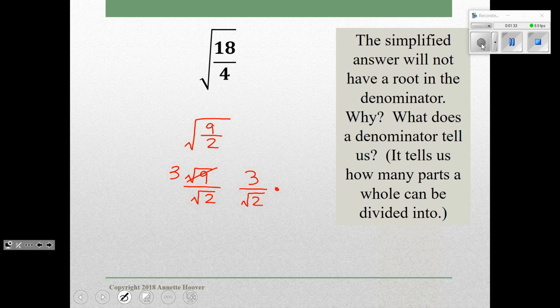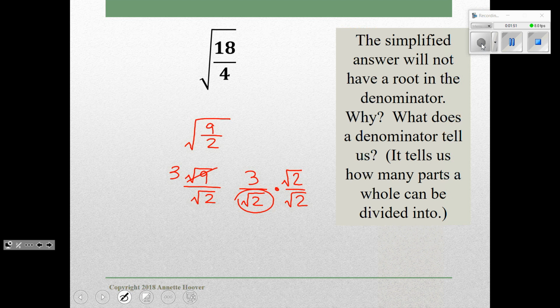So what we're going to do is take the denominator, which is the square root of 2, and make a fraction: square root of 2 divided by the square root of 2. Any number divided by itself is 1, so all we are doing is multiplying our fraction by something equivalent to 1, so it doesn't change it.